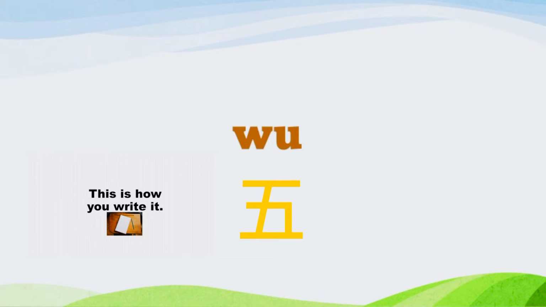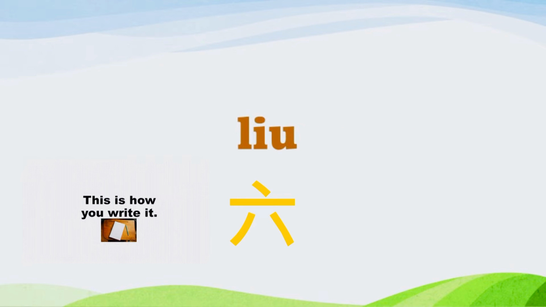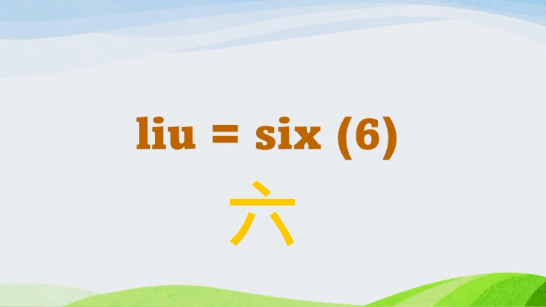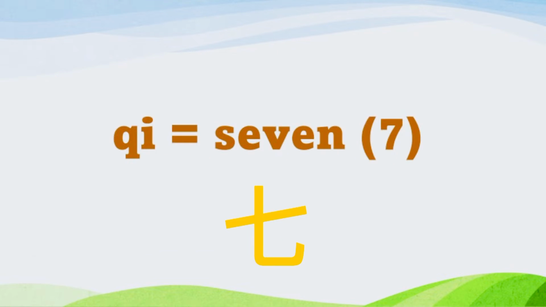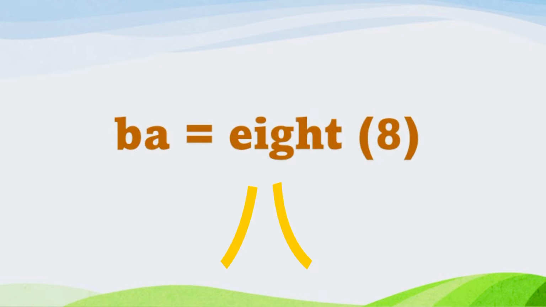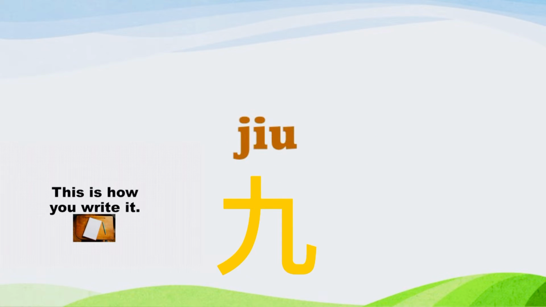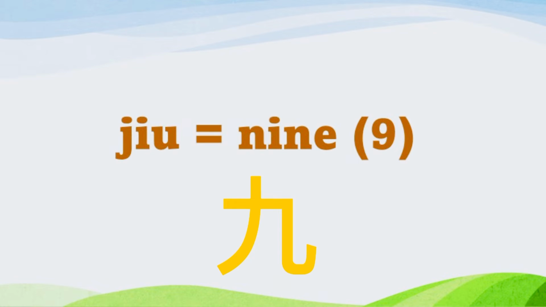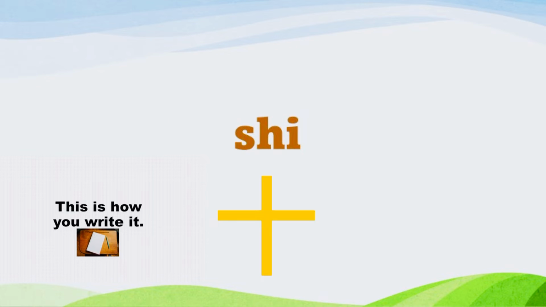Wu, wu. Wu means 5. Liu, liu. Liu means 6. Qi, qi. Qi means 7. Ba, ba. Ba means 8. Jiu, jiu. Jiu means 9. Shi, shi.